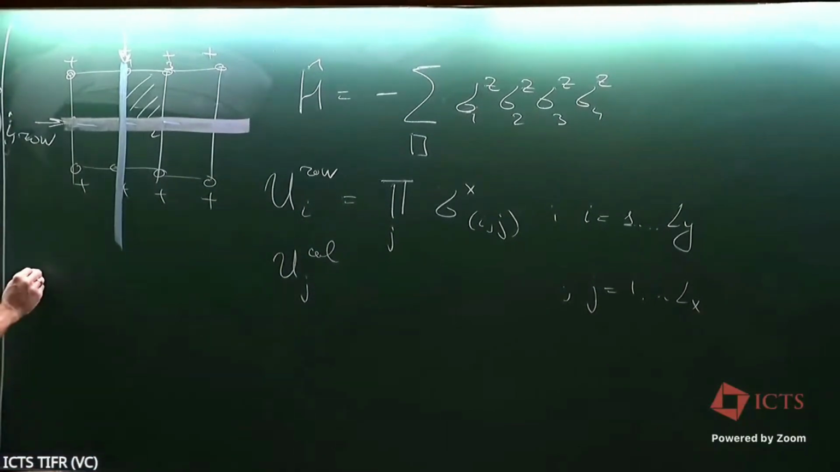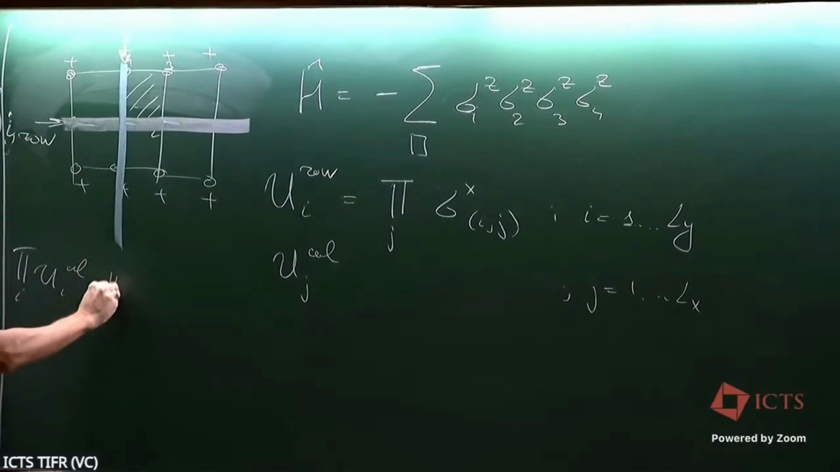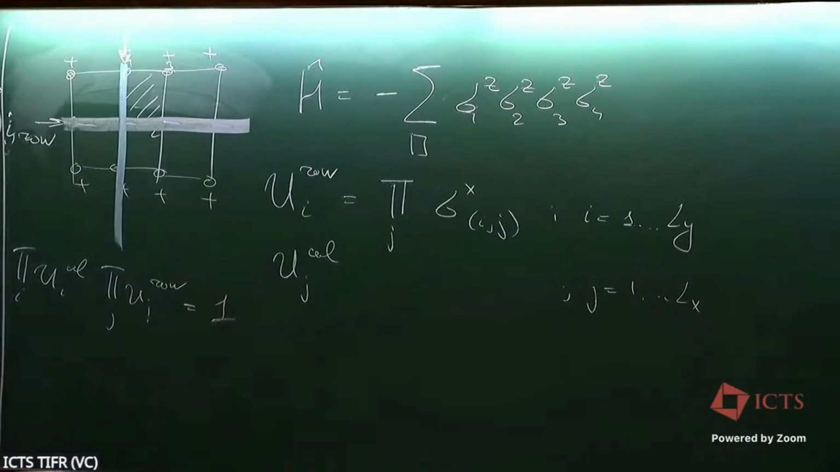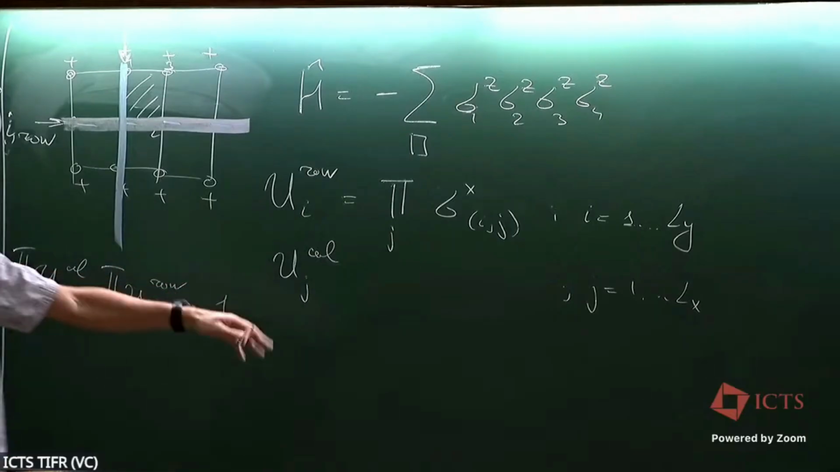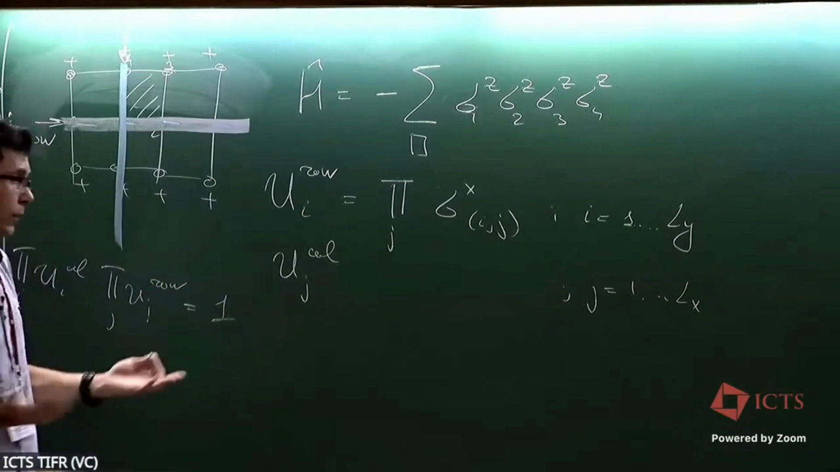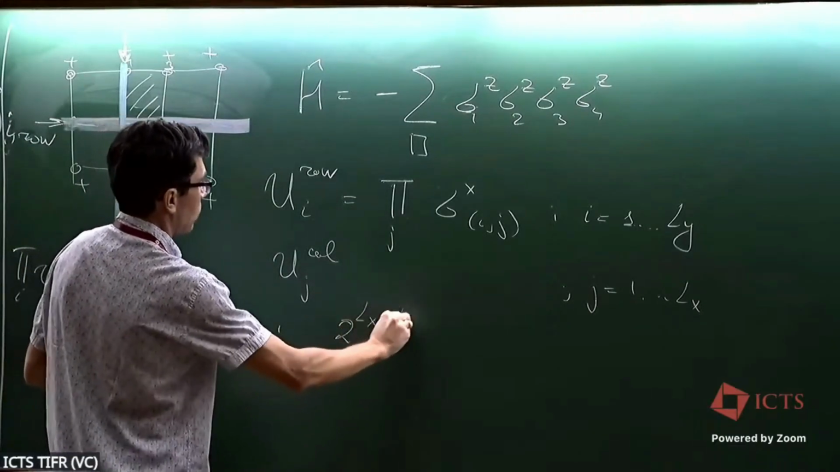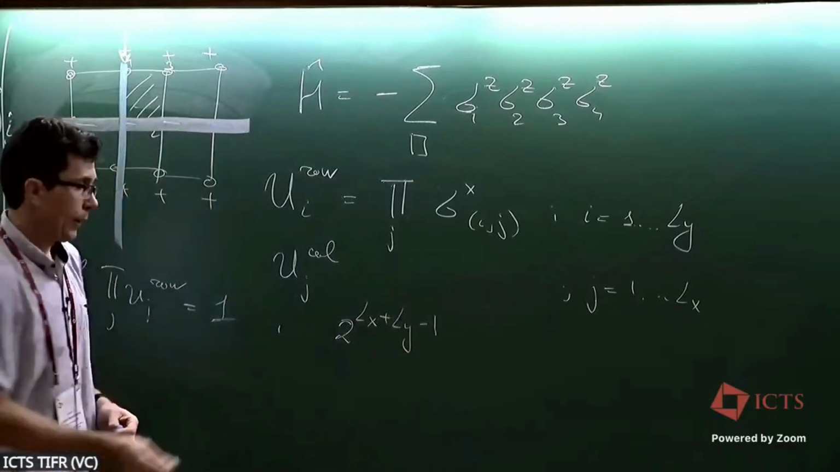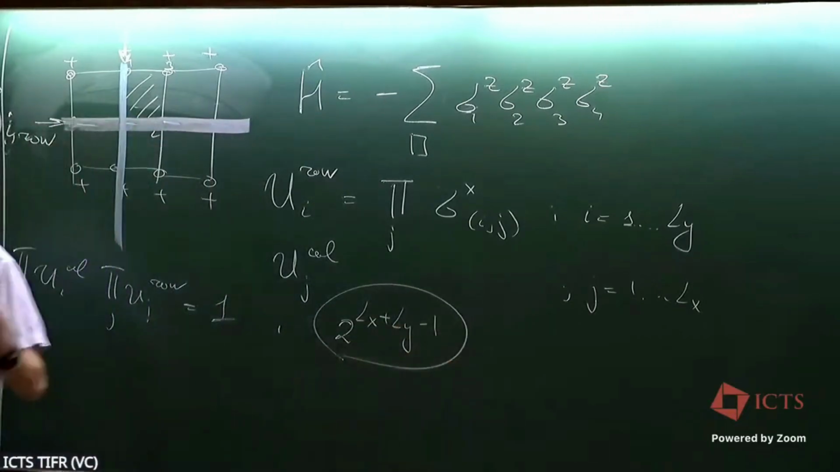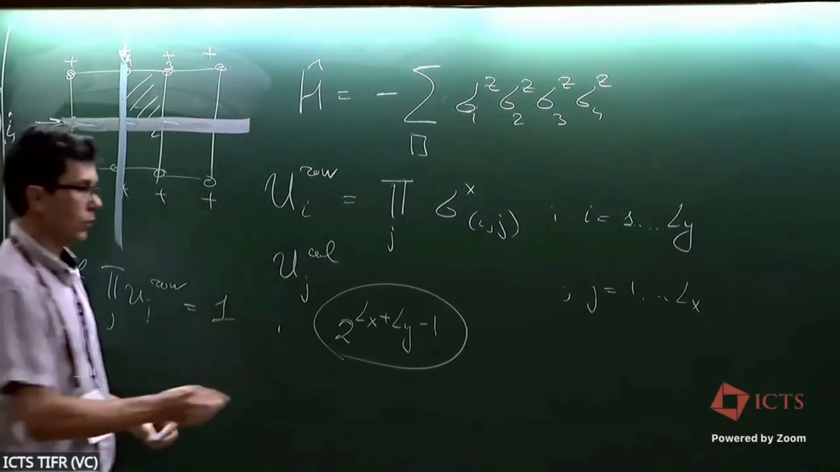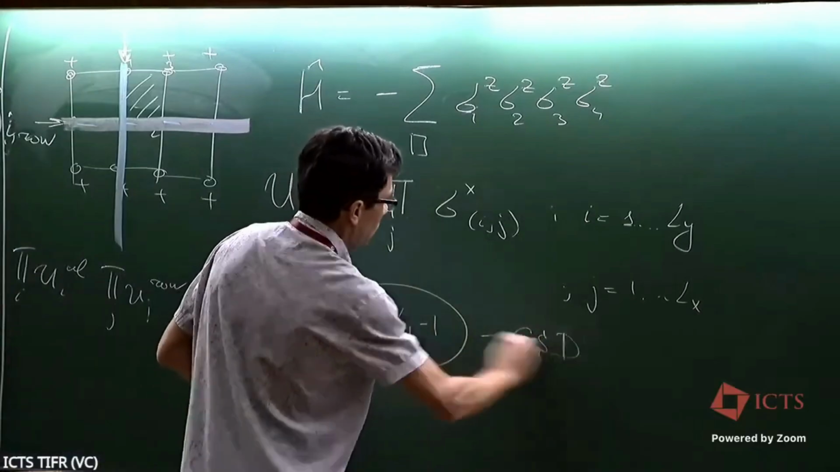Now you have to be careful, because if you take a product of all columns and all rows, the result is identity, because all of them will appear twice in this expression. So the number of independent symmetries is Lx plus Ly minus 1. And therefore, when you look at the degeneracy of the ground state, you expect it to be this much degenerate. This is the ground state degeneracy.